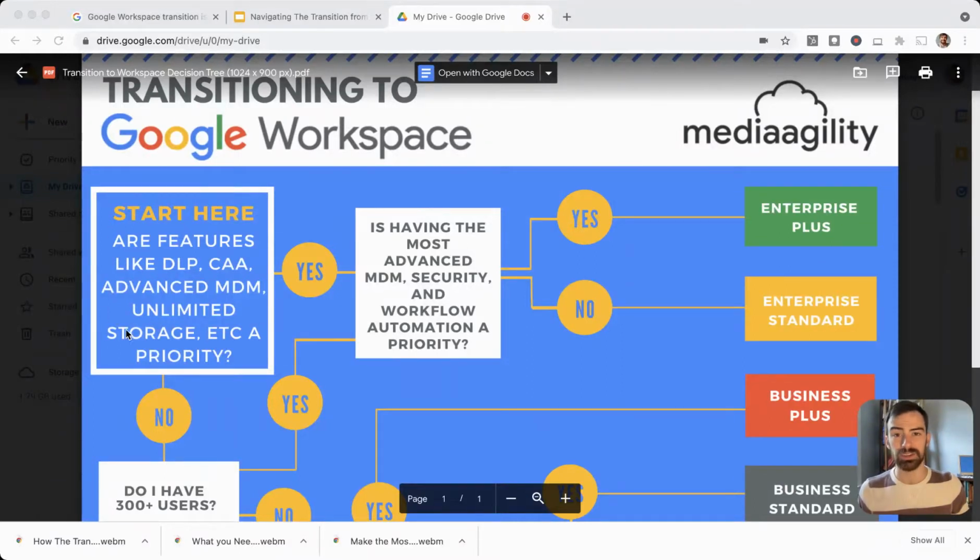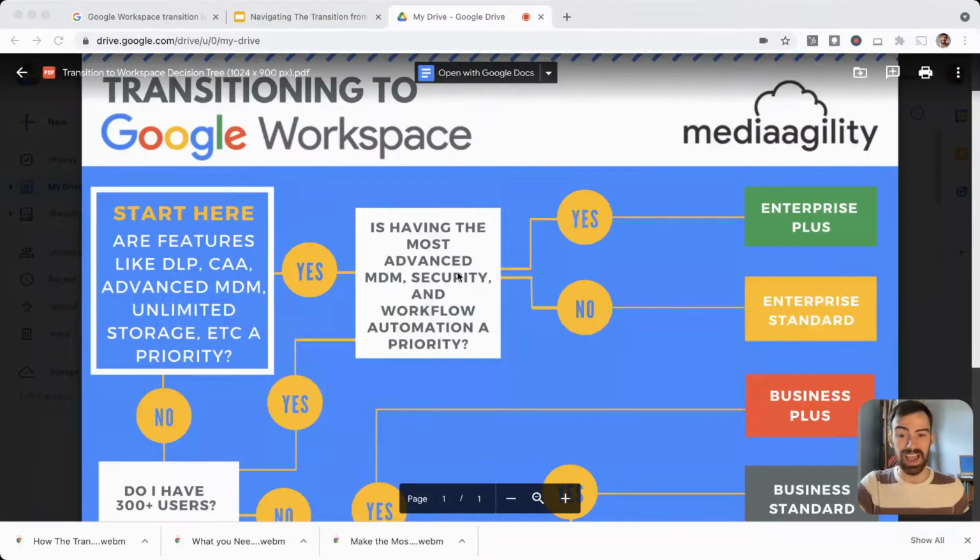So the first question that you really need to ask yourself is how important are features such as data loss prevention, context-aware access, advanced mobile device management and endpoint management, and unlimited storage? Are those a priority? If so, you're going to automatically be looking at enterprise licenses. That's a $20 and a $30 license potentially.